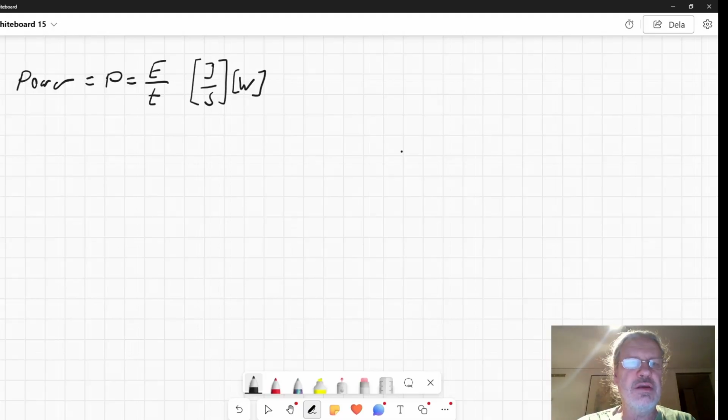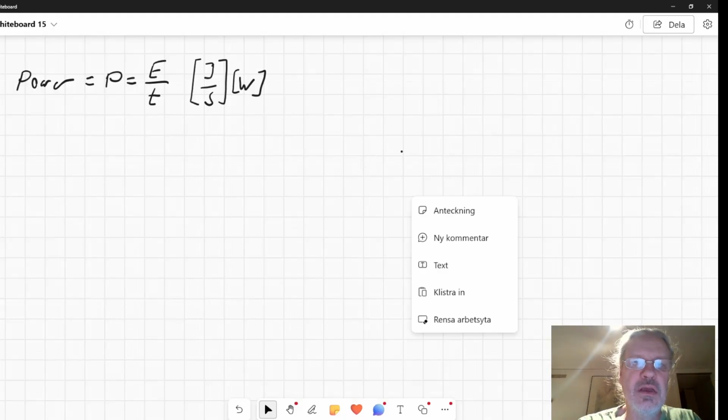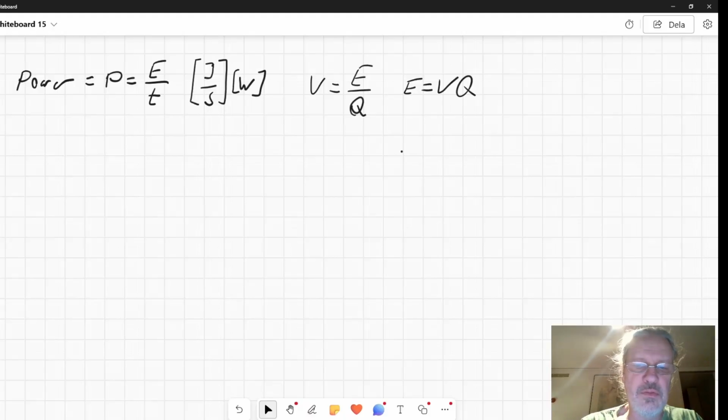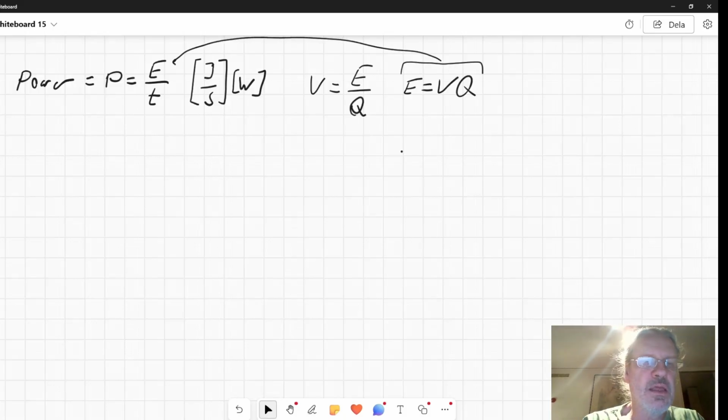We can do an interesting modification of this formula, because if you think about it, we have one formula including energy already, and that is that our voltage is defined as energy per charge, which means that we could write energy equals voltage times charge. But if we plug that into the formula we have here, we get that power equals voltage times Q divided by T.